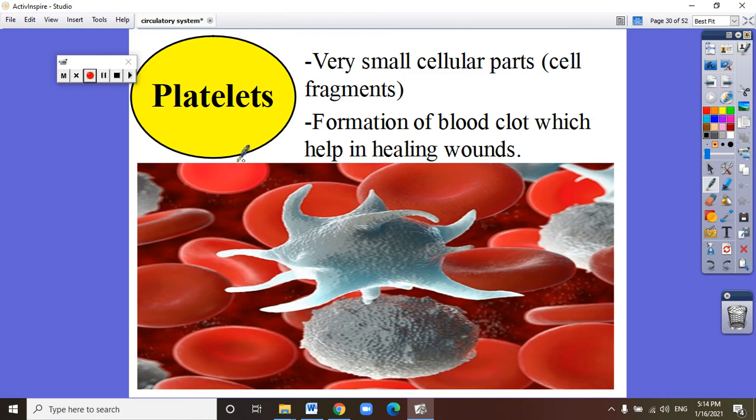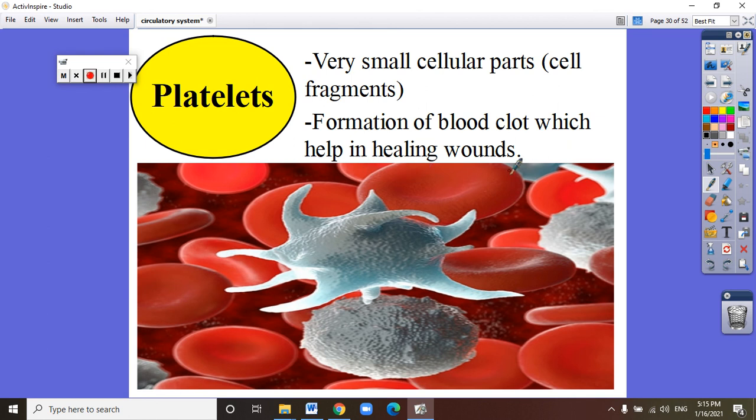Okay, let's take the platelets. They are very small cellular parts or cell fragments. What is the meaning of very small cellular parts? They are smaller than the cells. Okay, what is the function of the platelets? They form the blood clot to help in healing wounds.